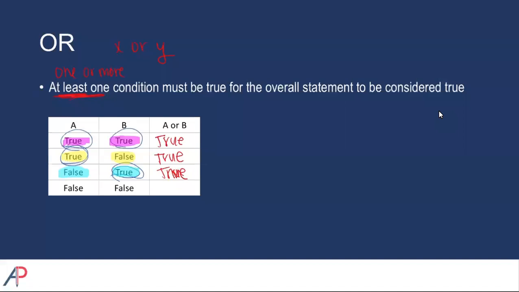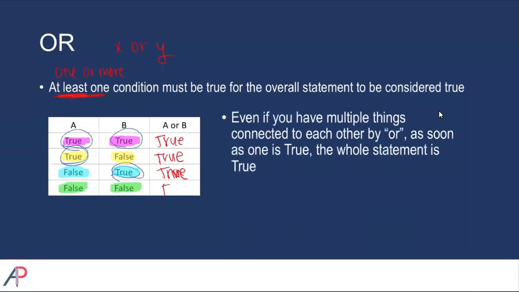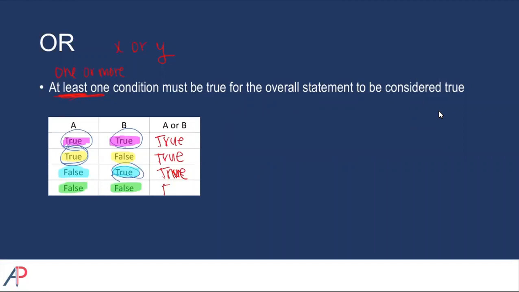And finally, if I give you false or false, what would this one be? Perfect. This one is false. This would be false. We need at least one condition to be true. In this case, this is a false and this is a false. We don't have any true statements. Therefore, this A or B condition is going to be false overall.